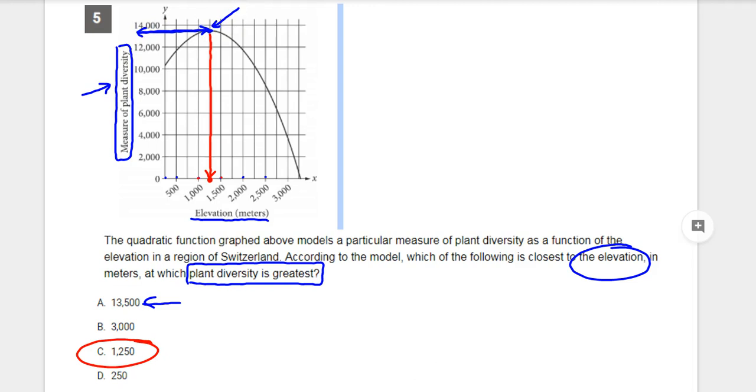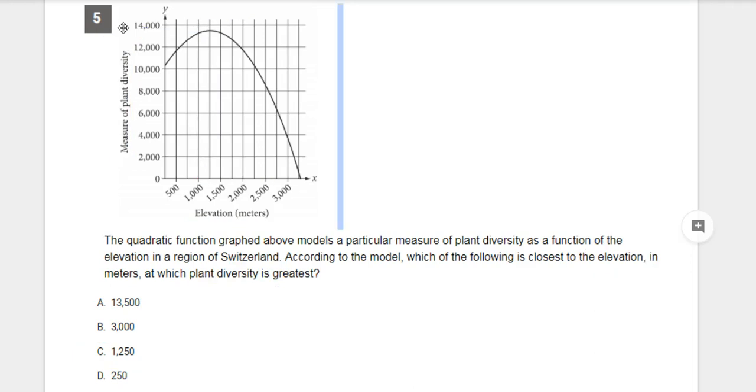But what you answered was the maximum plant diversity, which you're right, it would be 13,500. But the question wasn't asking the maximum plant diversity. It was asking the elevation at the maximum diversity. So just be careful on the reading on that one.